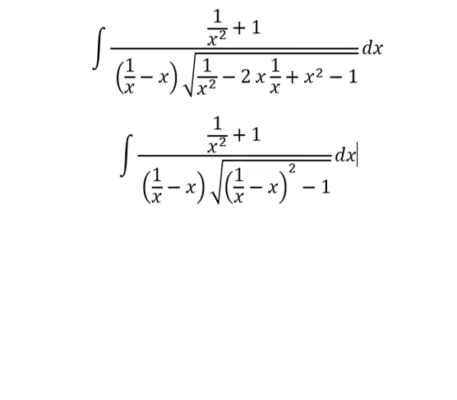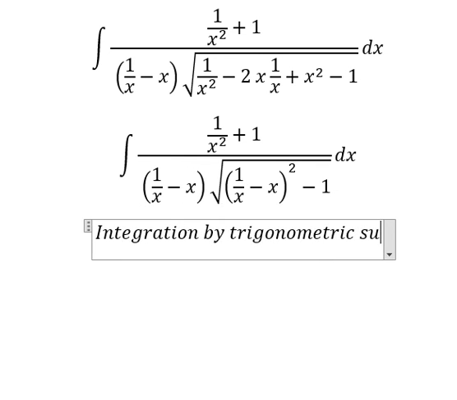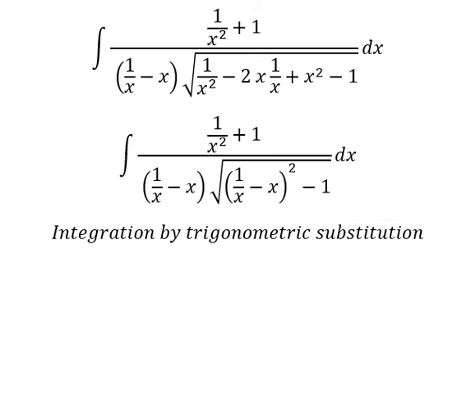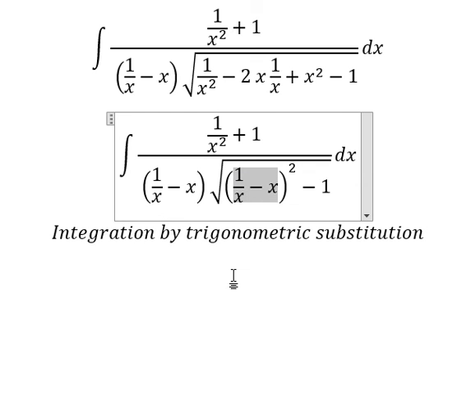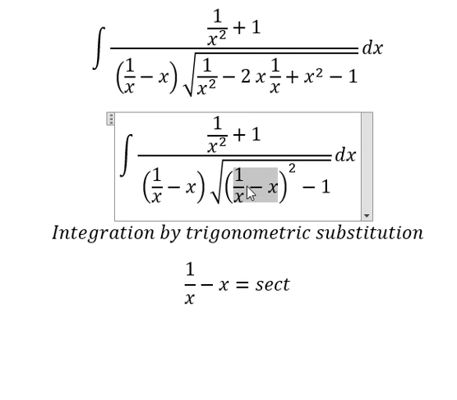Next, we can use integration by trigonometric substitution. So I will put this one equals secant of t, because if I put this one here, we have secant of t squared minus 1. Later we change it to tan t squared. Then we simplify this one and this one.